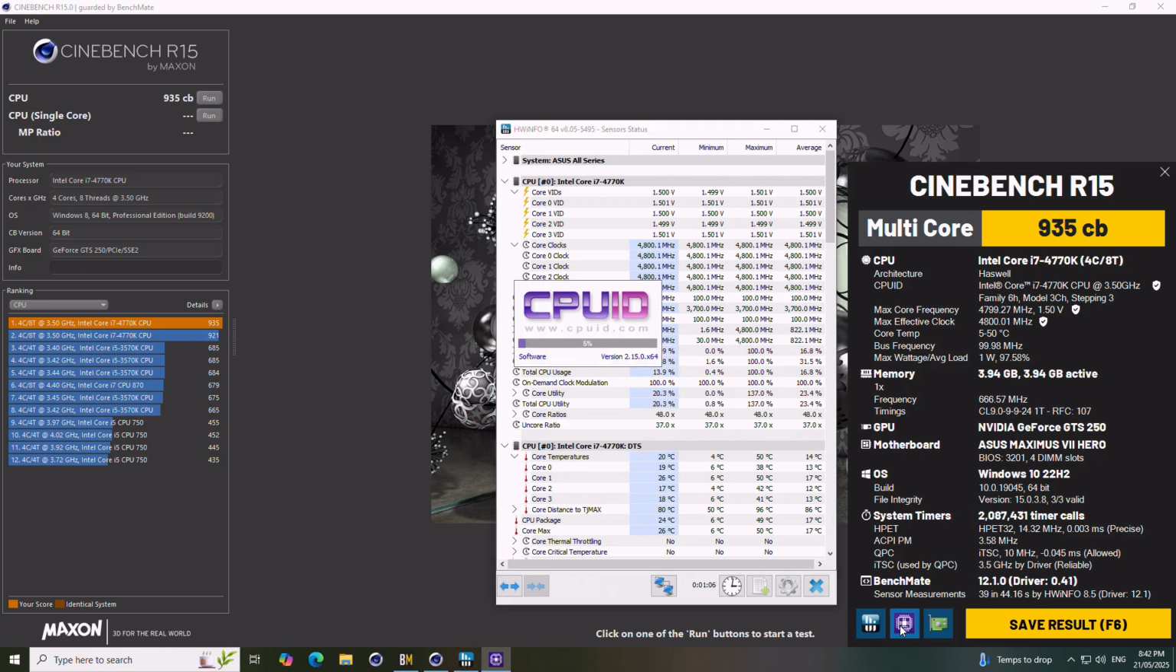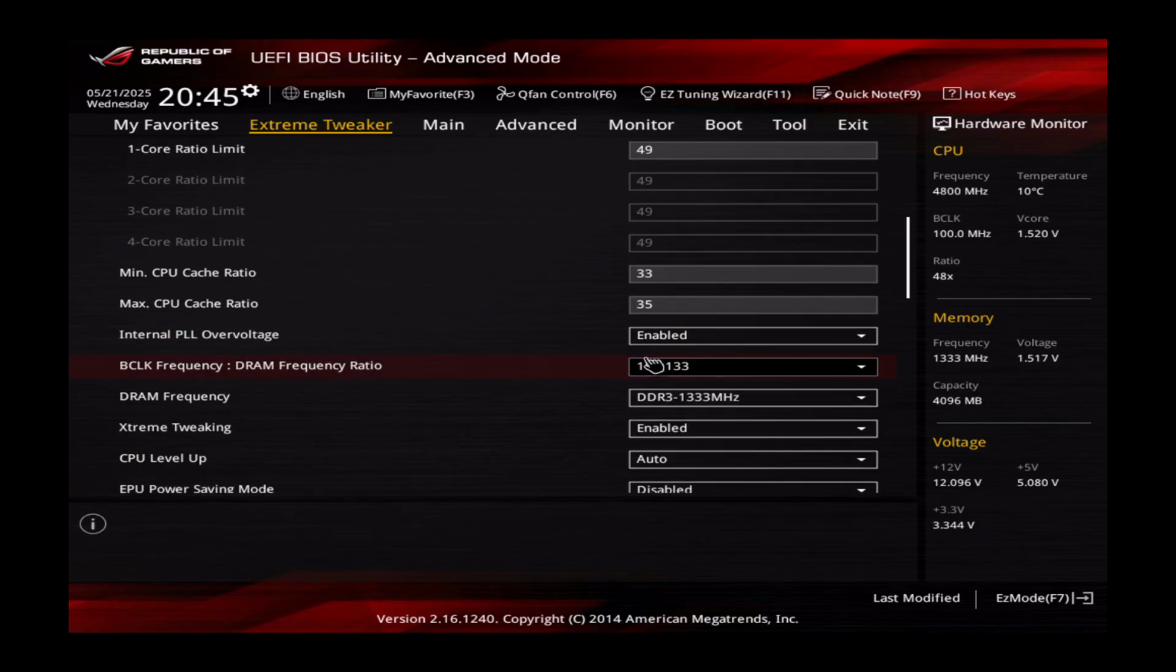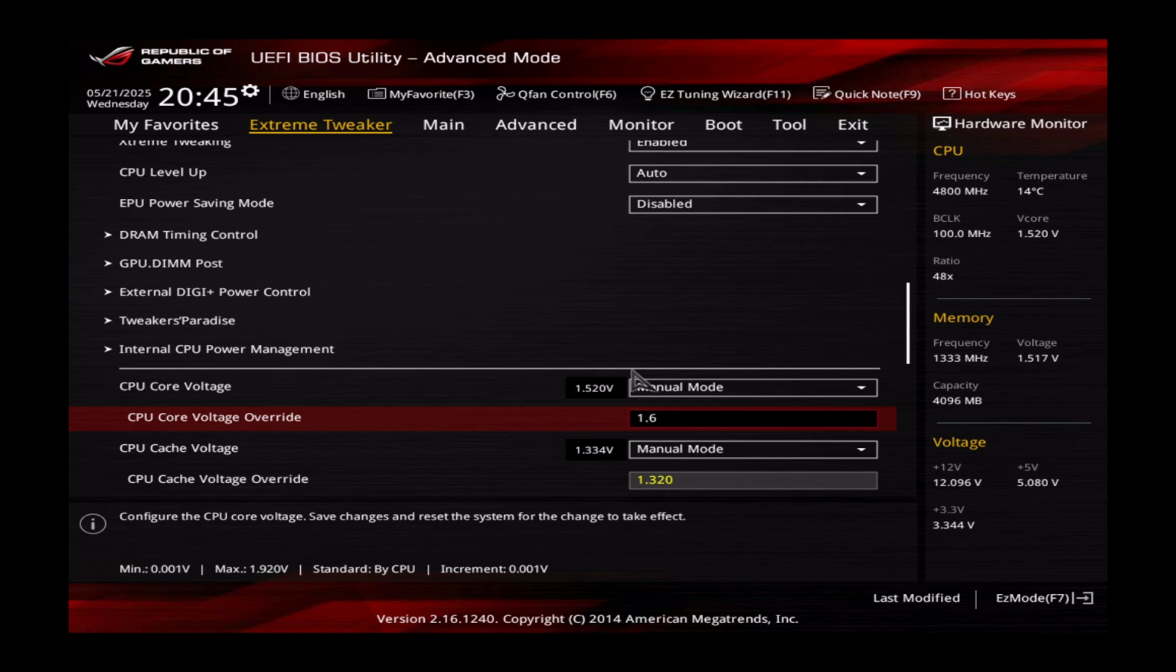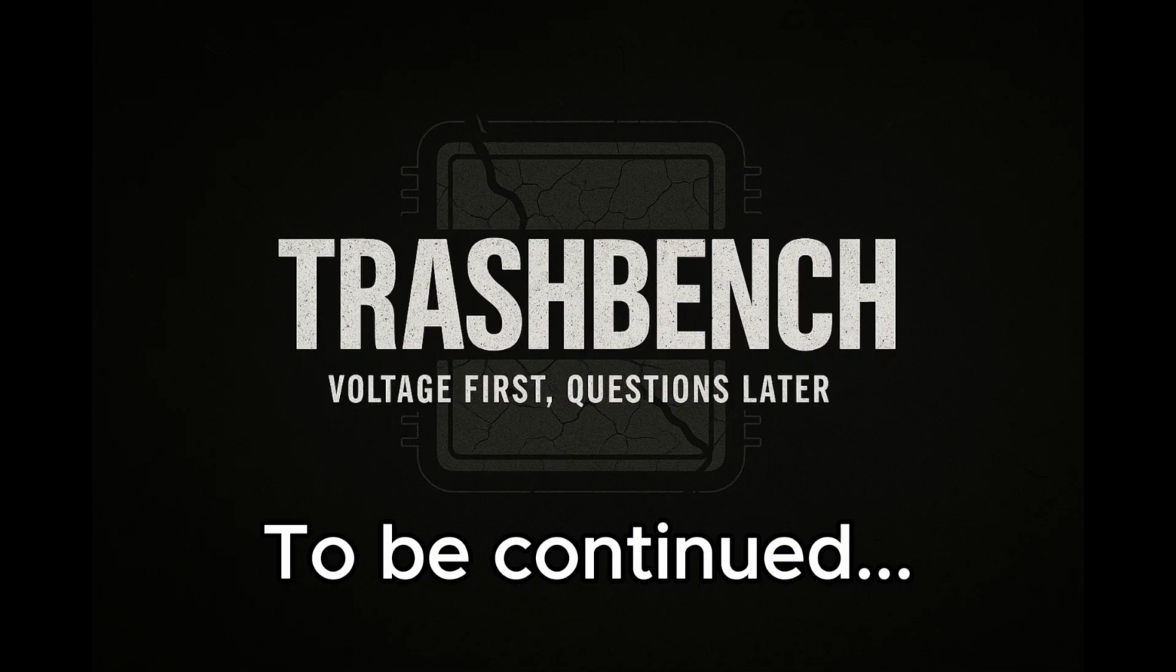So I did save that score, and then I went back into BIOS and tried to push to 4.9 at 1.65 volts, and that killed it. I'm pretty sure the IMC was fried. It never posted again. So that's how you water cool a CPU permanently.